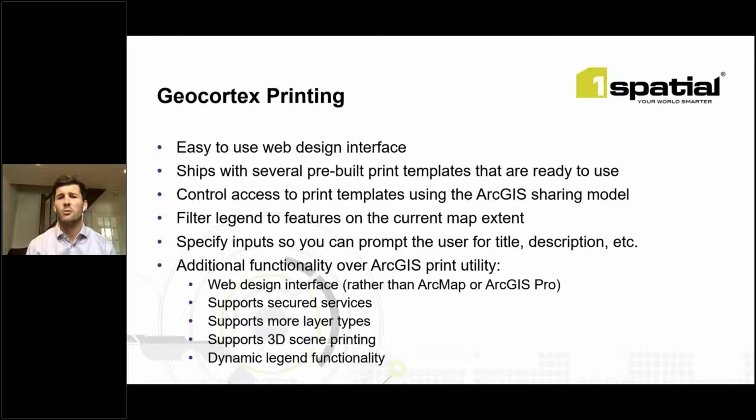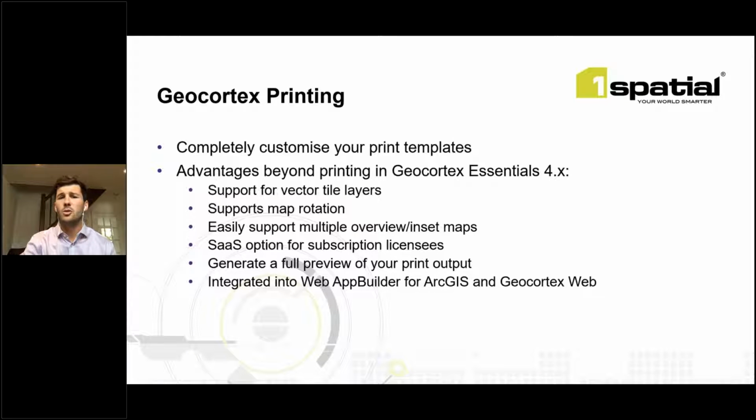Geocortex Printing no longer relies on a desktop application. It can support secured map services and other layer types, including 3D scene printing with dynamic legends. With Geocortex Printing, you can include your organization's logo, your color scheme, your legal information, and other branding components wherever you'd like them to appear on the map.